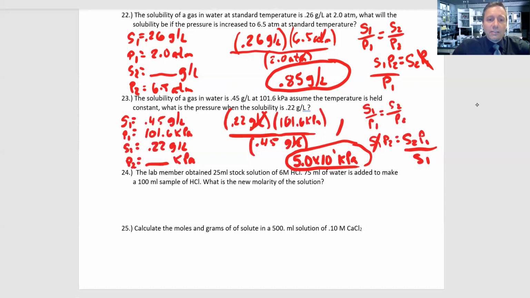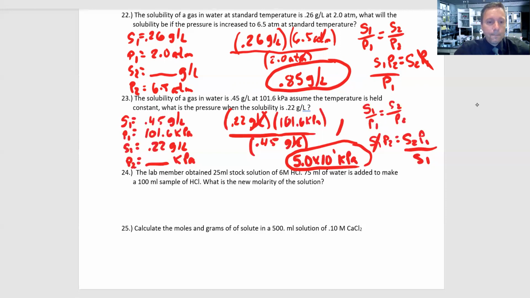All right, so does it make sense? At 101.6 kilopascals it is 0.45. So I am dropping by over half my solubility. That should mean my pressure should go down by at least that, and that's what we see happen here. It's down to 50 kilopascals.